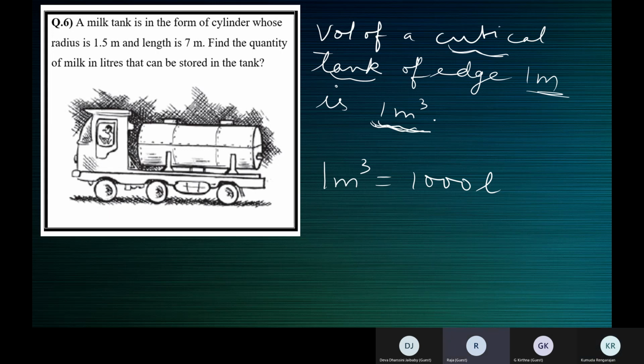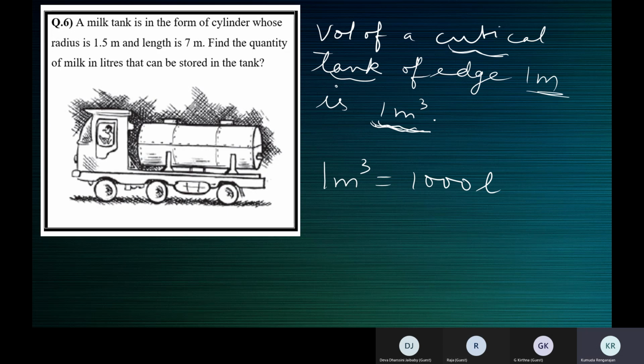Ma'am, we have seen that if the volume of a cubical tank is 1 meter cube, then the capacity of the liquid that the tank can hold will be 1,000 liters or 1 kiloliter. Very good, very good. Is it necessary that the container should be cubical? No, ma'am, it can be any vessel, you said. The container can be of any shape, but its capacity should be 1 meter cube. Yes, capacity has to be 1 meter cube.